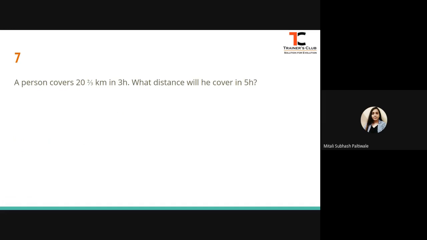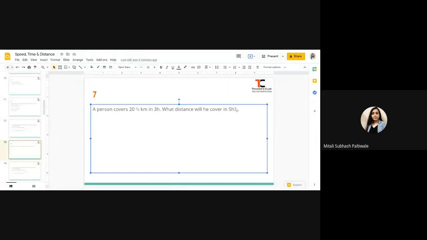Okay, now look at this. This question says a person covers 20 into 2 by 5 kilometer in 3 hours. So what distance will he cover in 5 hours? We have distance, time, and another time as well. How would we solve it? Here, there is no mention of speed, so in that case we'll apply that speed is constant or uniform in both cases.